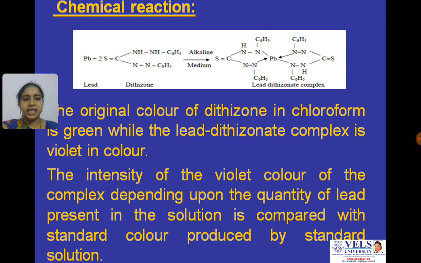So the reaction is as follows. Lead, when it reacts with dithizone, which is green in color in chloroform, leads to the formation of the lead dithizonate complex, which is violet in color. The intensity of the violet color of the complex depends upon the quantity of lead present in the solution. Hence, the test color is compared with that of the standard color.